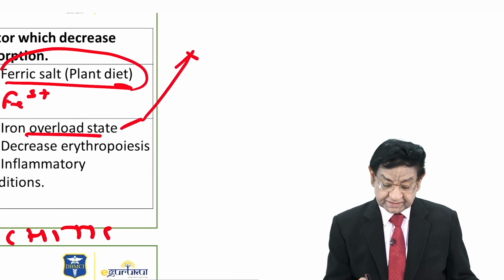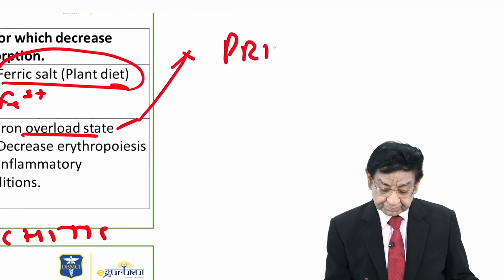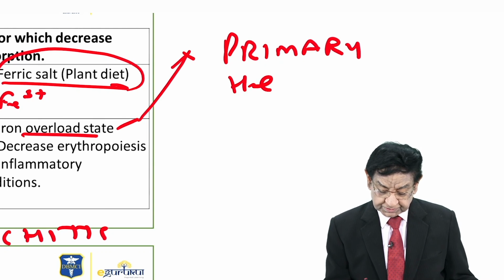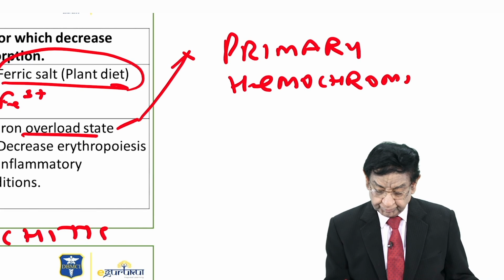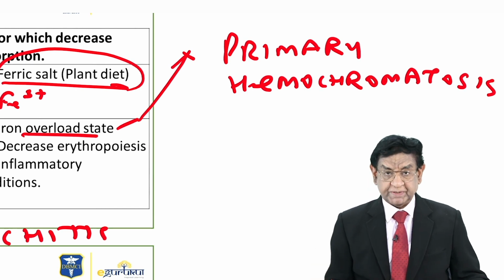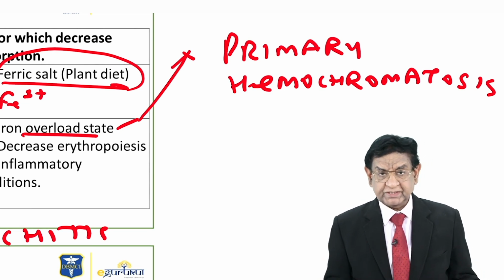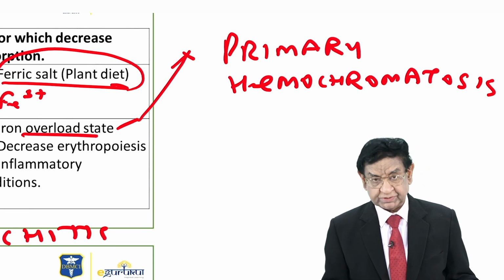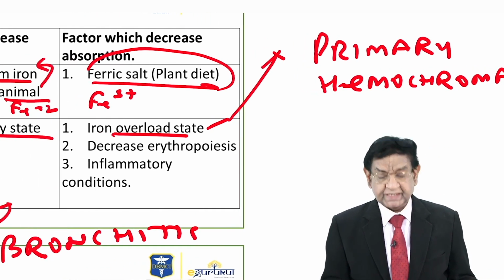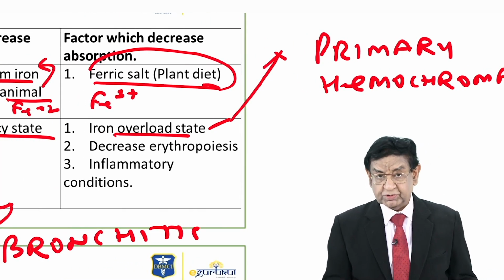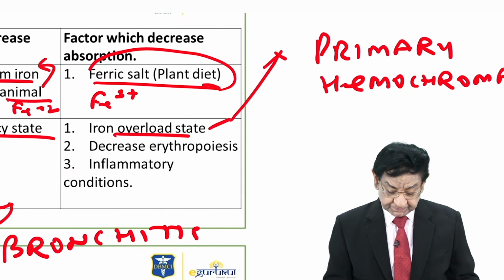The answer is primary hemochromatosis. It is an iron overload state, but still iron absorption is more. Rather, it is the other way around. Excess iron absorption occurs uncontrolled, and that leads to primary hemochromatosis. Despite being an iron overload state, iron absorption is increased.